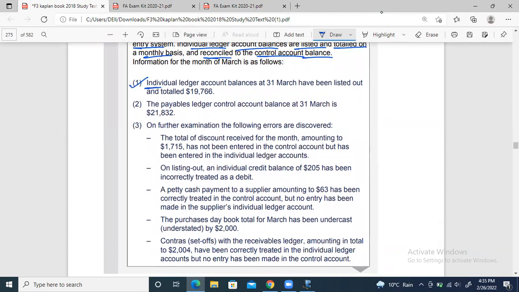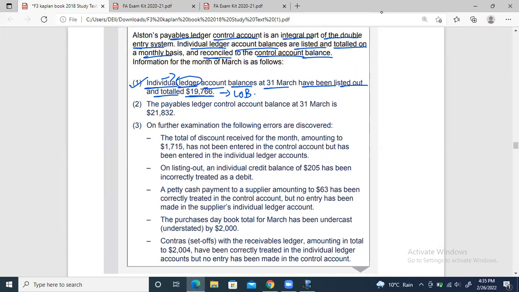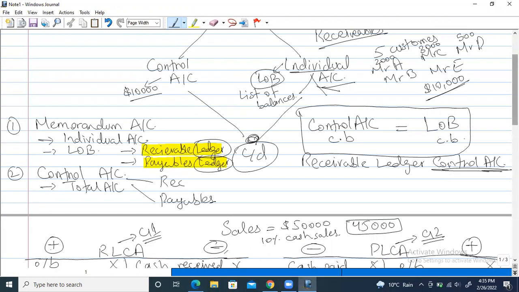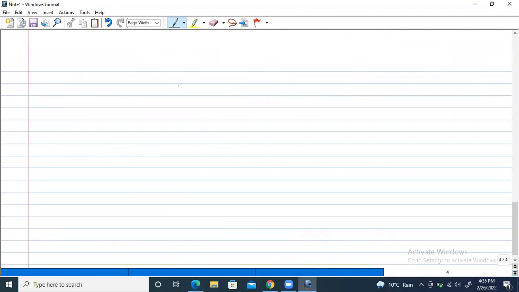Firstly, individual ledger account balances at 31st March have been listed out and totaled 19766. So this is the balance of the list of balances, because it's written over here, individual ledger account. And one more point to pick up over here, it's just written ledger account, not control account. So this is the individual account balance. Now, secondly, payables ledger control account. This is the full word. You can see the balance at 31st March is 21832. So you can see these two are not reconciling with each other. The closing balance is not equal to one another. Now let's make the T accounts over here. Let's try to solve this.